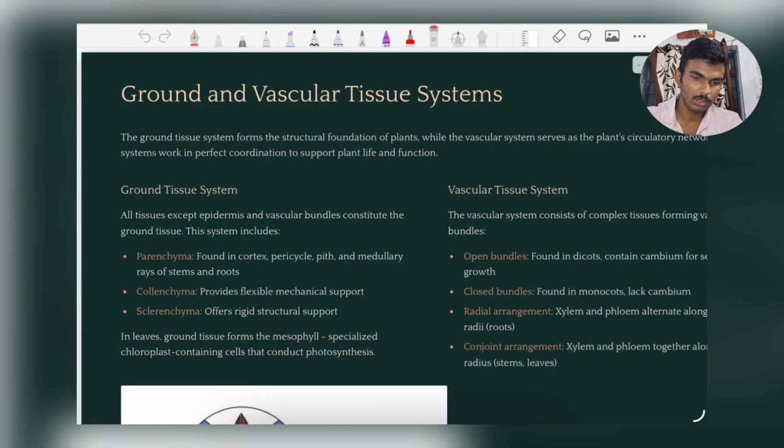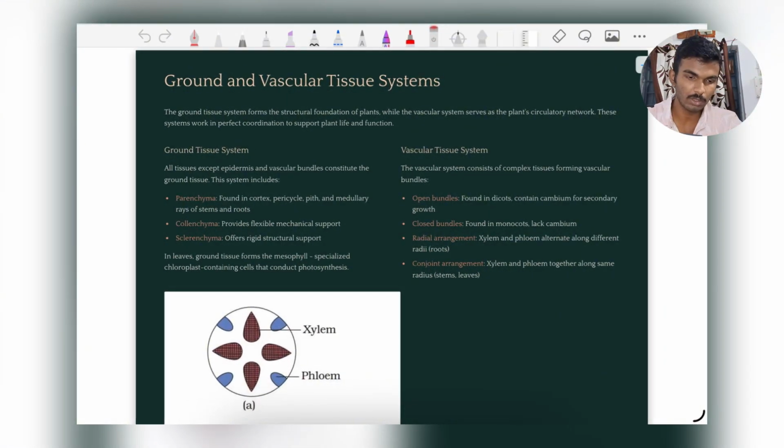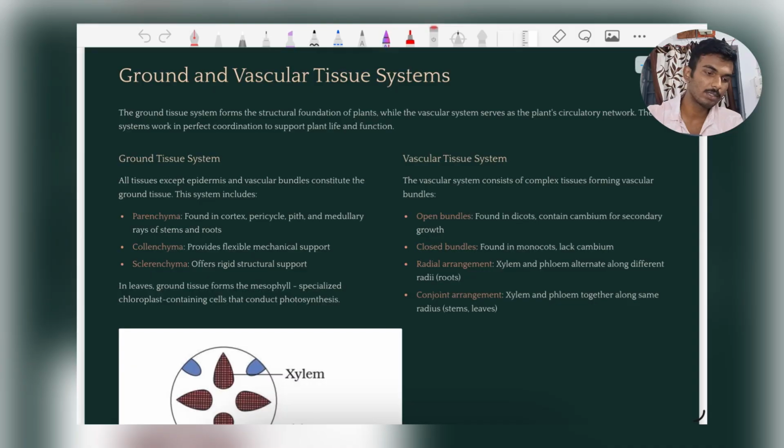Ground and vascular tissue systems. The ground tissue system forms the structural foundation of plants, while the vascular system serves as the plant's circulatory network. These systems work in perfect coordination to support plant life and function.